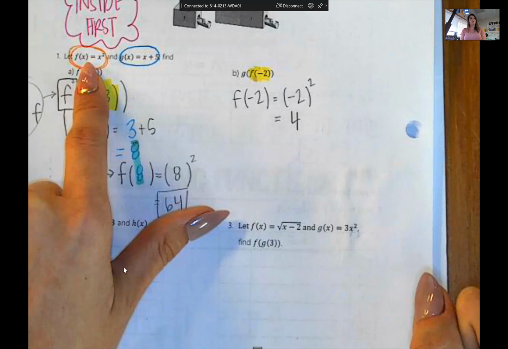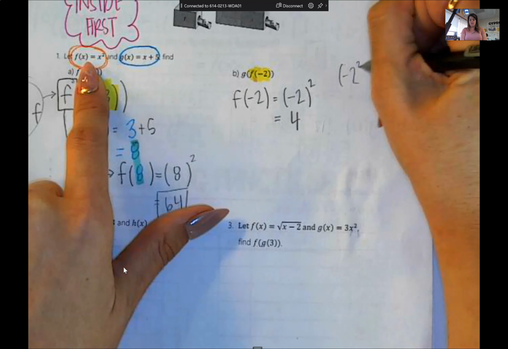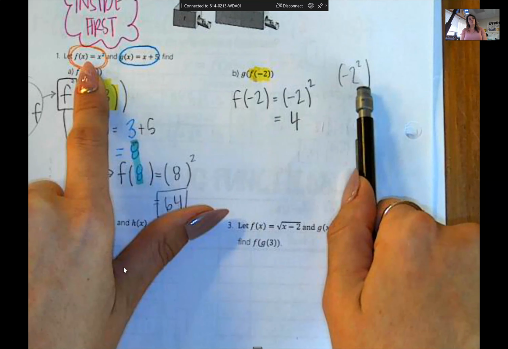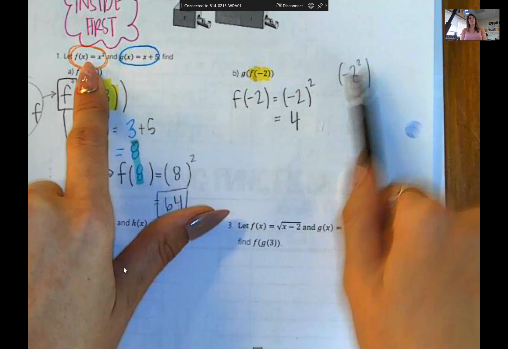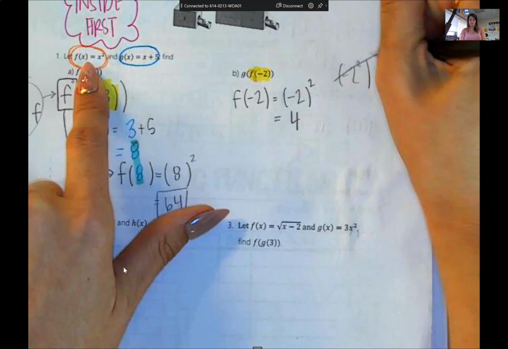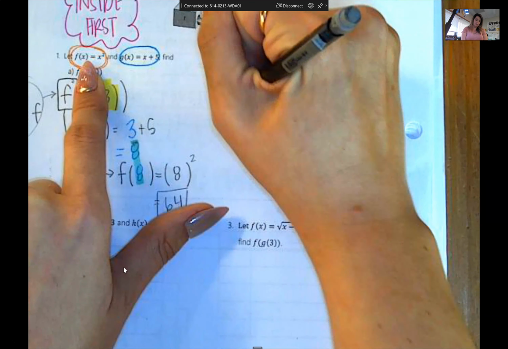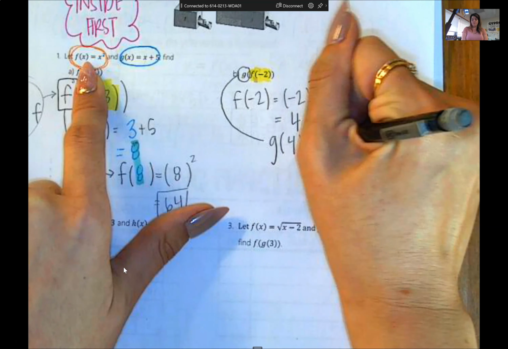You gotta use parentheses. Oh, and some people are doing this. That's a no. You gotta put the parentheses around what you plugged in, not around the whole thing. Know what I'm saying? Okay, now we're gonna take that and plug it into G. So we're now finding G of 4.